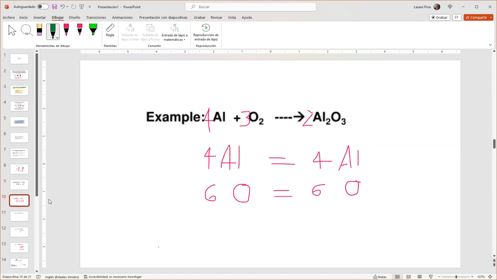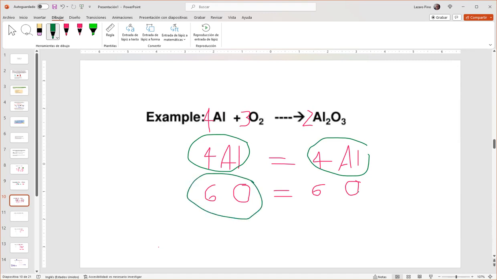The following step is to see if all the atoms are the same in the reactants and in the products. 4 aluminum equals 4 aluminum, 6 oxygen equals 6 oxygen. Then this equation is balanced.